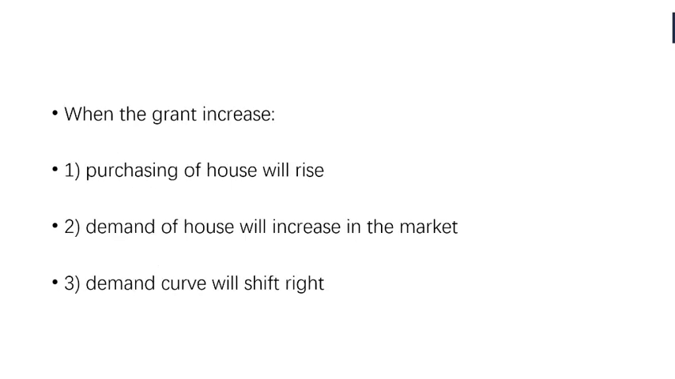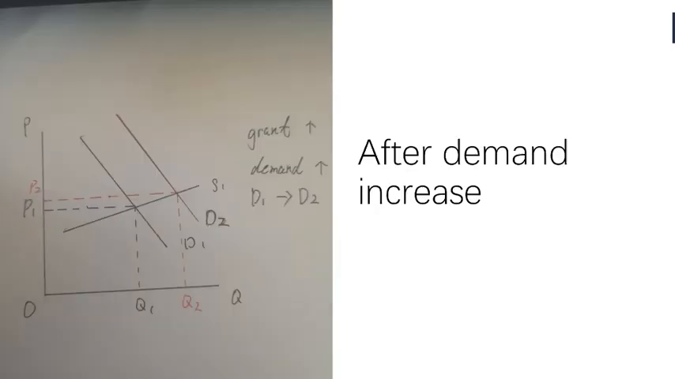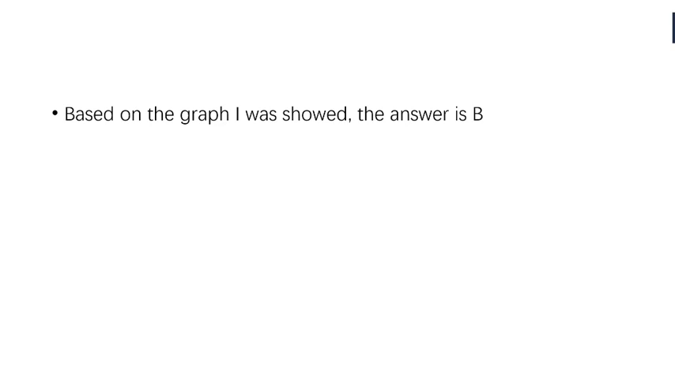Now we're going to see what's going to happen after the grant increase. First, the purchasing of houses will rise, and then demand for houses will increase in the market. So that will lead to the demand curve shifting right. We can see this in graph 1, which is before the grant increased, with supply and demand as normal. After the grant increased, demand in the market will increase too. So we can see demand curve 1 shift to demand curve 2. So based on the graph I showed, the answer is B.